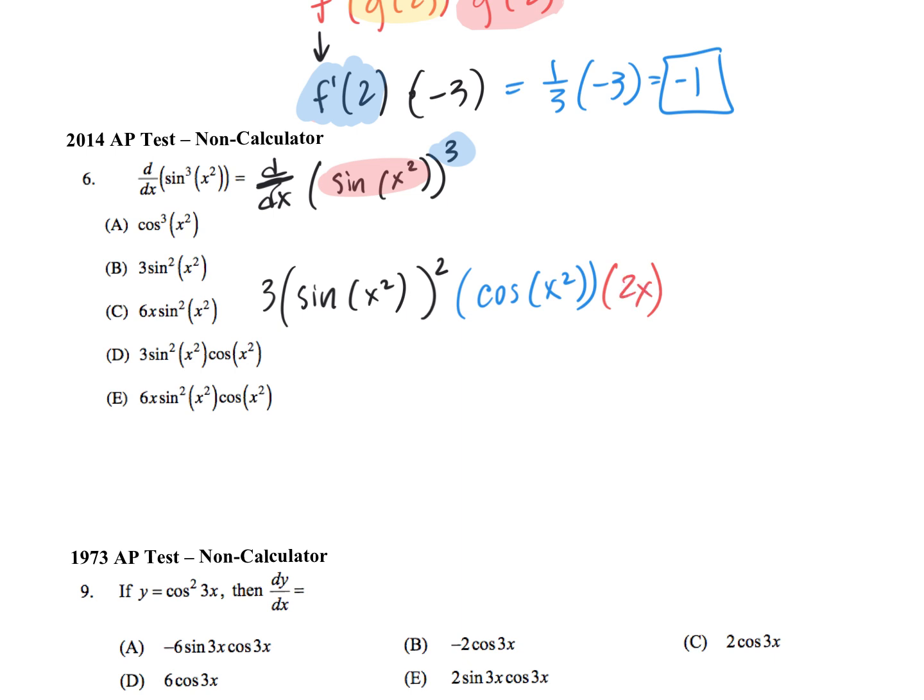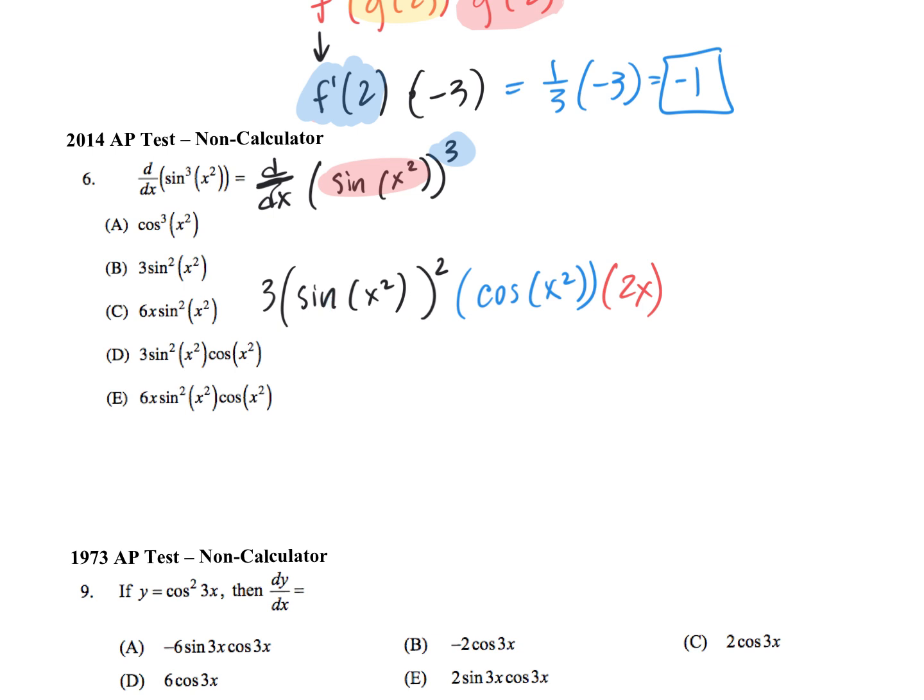Done. Oh, so you don't have to go back out. That's a good call. We are literally just peeling that onion from the outside in. So we took the derivative of my 3. We left the inner. We took the derivative of my sine. We left its inner. And then we finally took the derivative of that angle. Very good.